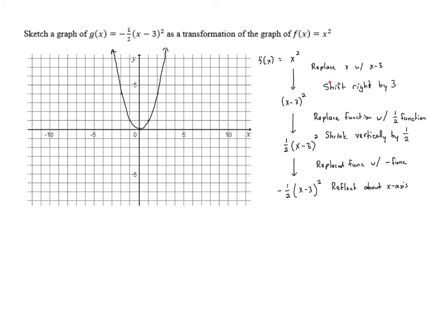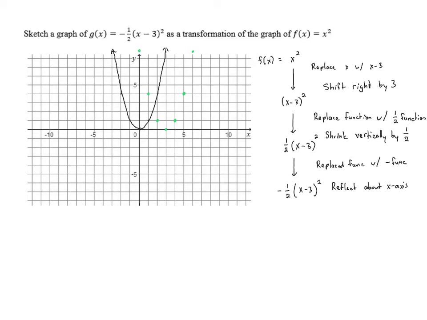First, we need to shift everything right by 3 units. This is exactly the same as how we did it in the last problem. Each point moves 3 units to the right. I'm going to do this quickly because we've already done this in the previous problem.